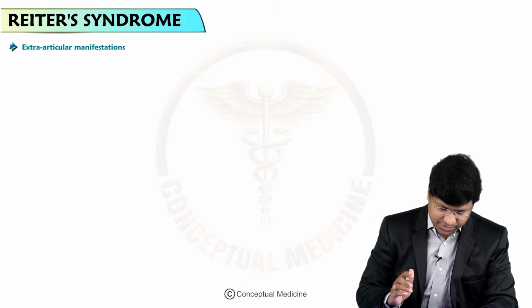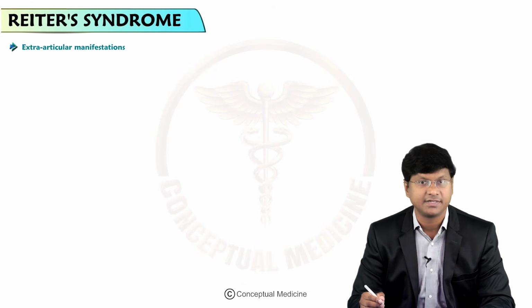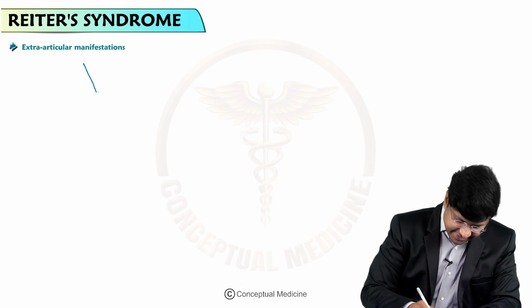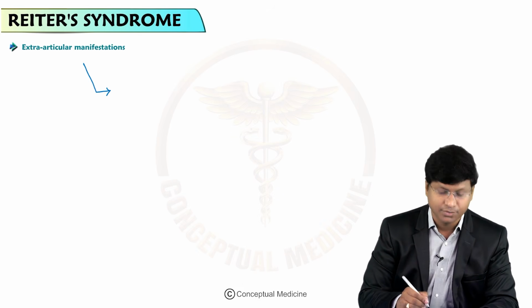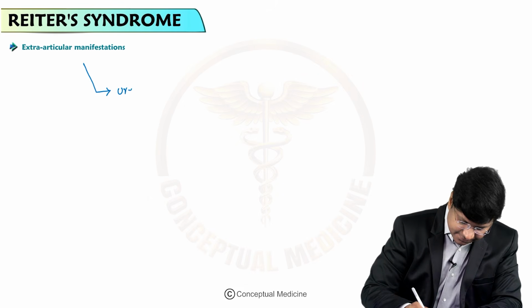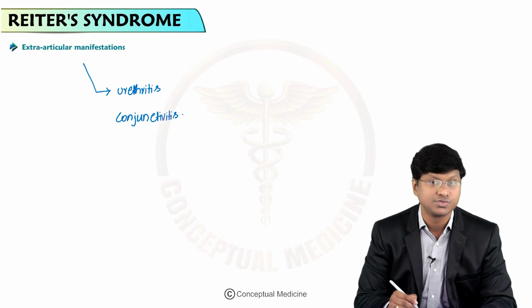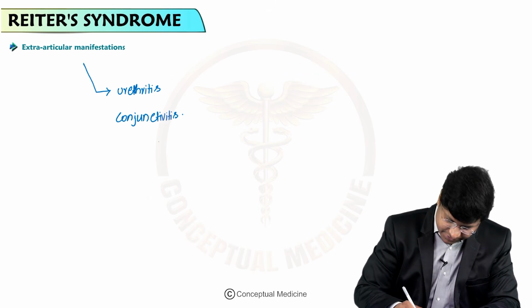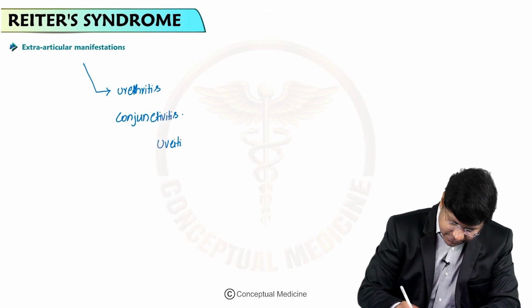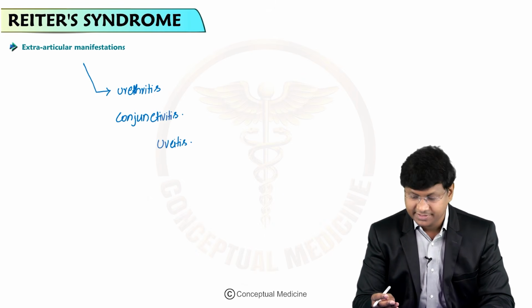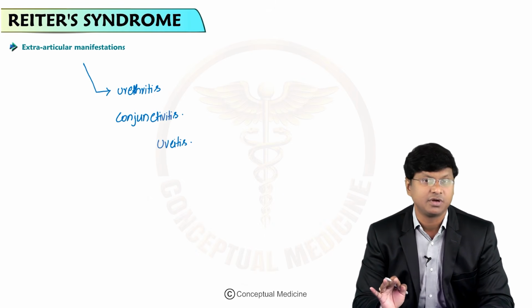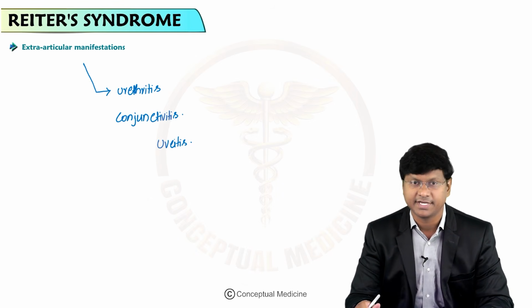Now, in these individuals with Reiter's, they also have extra-articular manifestations. These include urethritis, then conjunctivitis, right? Next, there will also be other ophthalmic manifestations in the form of uveitis. So, arthritis, urethritis and conjunctivitis, these three are very common manifestations in case of Reiter's or reactive arthritis.